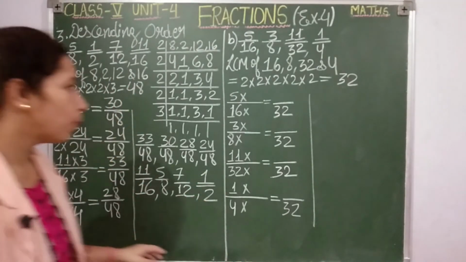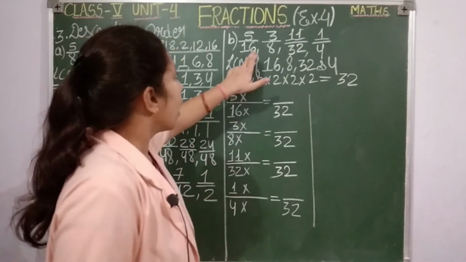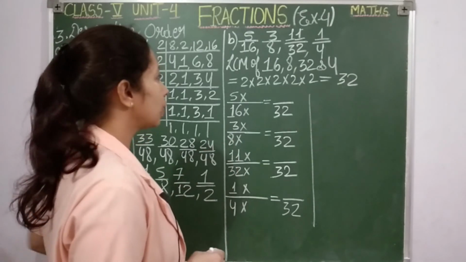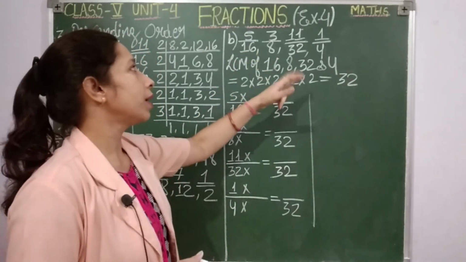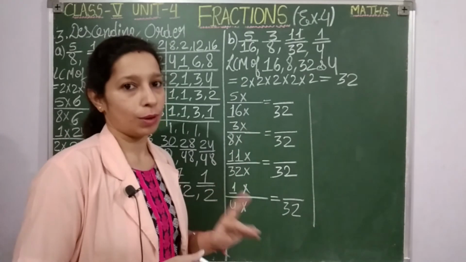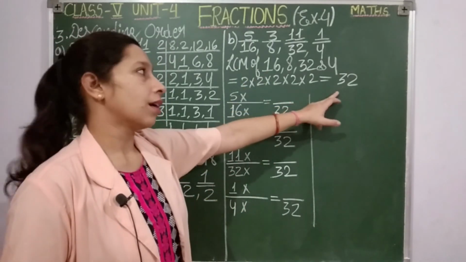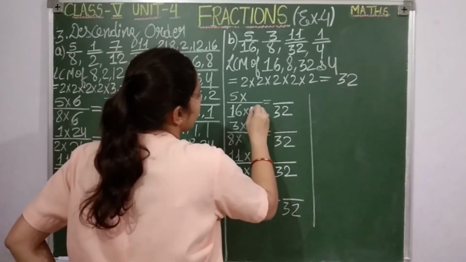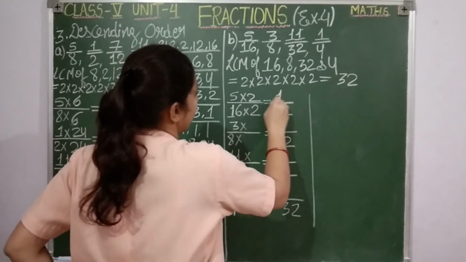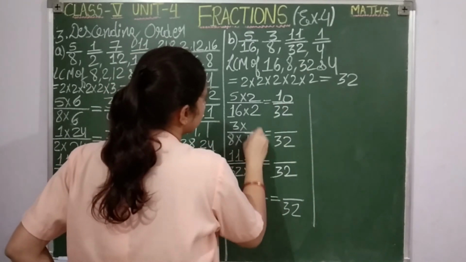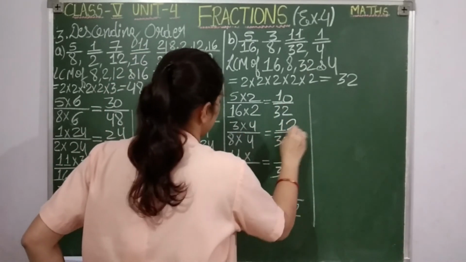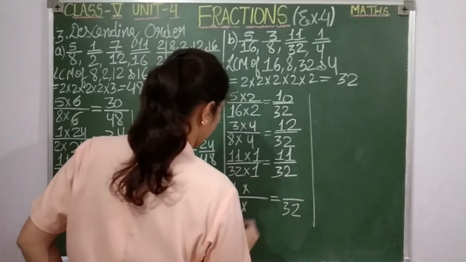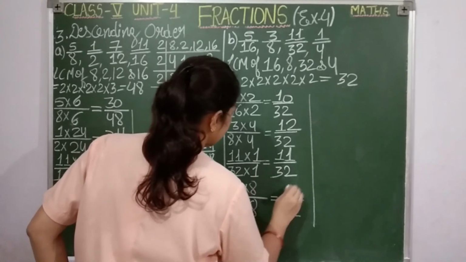Now let us see B point also. Here 5 by 16, 3 by 8, 11 by 32 and 1 by 4. See students, for the same denominators we have calculated the LCM in question number 2 also. So its LCM is 32, directly I have written. Okay, then 16 twos are 32, 5 twos are 10. Then 8 fours are 32, 3 fours are 12. 32 ones are 32, 11 ones are 11. Okay, 4 eights are 32, 1 eight is 8.